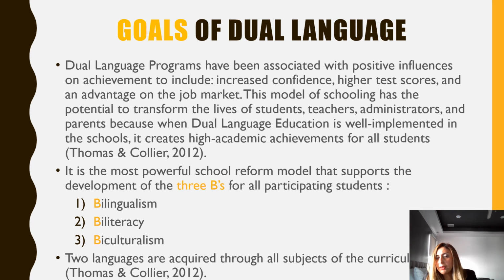So I'm going to talk about the 3 Bs for all participating students: the bilingualism, the biliteracy, and the biculturalism. Those are some of the goals of the dual language program, meaning that you can speak, you can write, and that you have social cultural competence. Also, there are 2 languages that are required through all subjects of the curriculum, and this was from Thomas and Collier 2012.